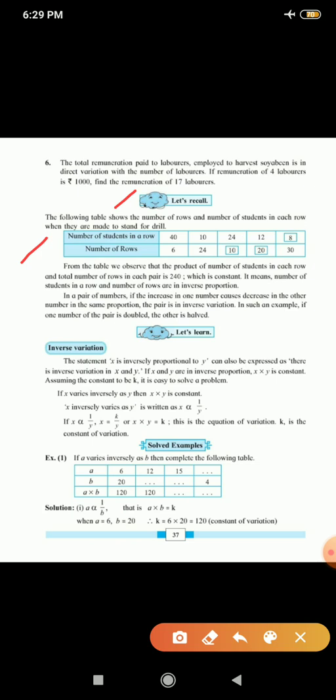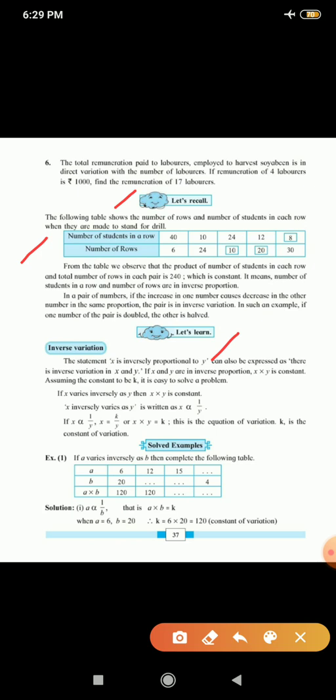In a pair of numbers, if the increase in one number causes a decrease in the other number in the same proportion, the pair is in inverse variation. In such an example, if one number of the pair is doubled, then the other is halved. Okay, it becomes half. Now let's learn about inverse variation.